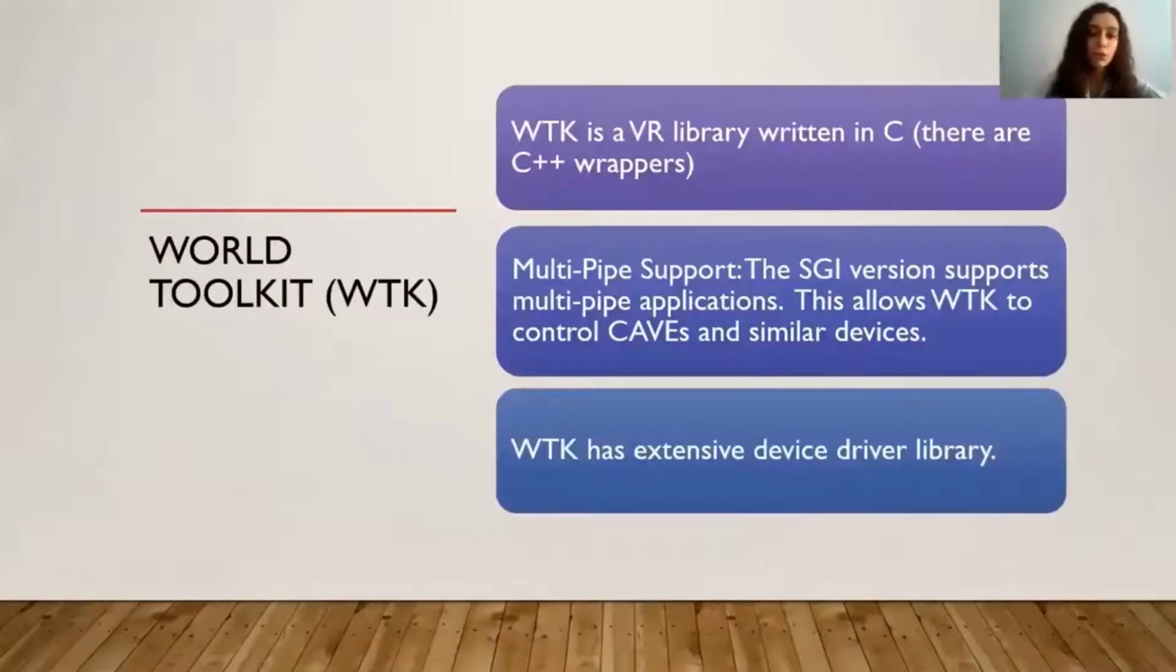Now I will continue with World Toolkit. World Toolkit is a VR library written in C, and there are C++ wrappers. It handles the specifics of reading sensor input, rendering scene geometry, and loading databases. It provides good support for most visual and acoustic output configurations, but doesn't include force output.